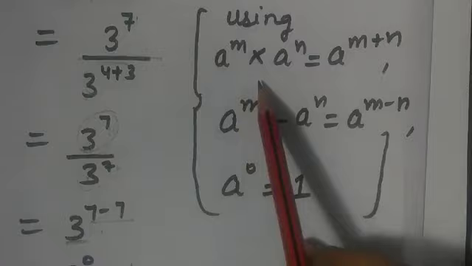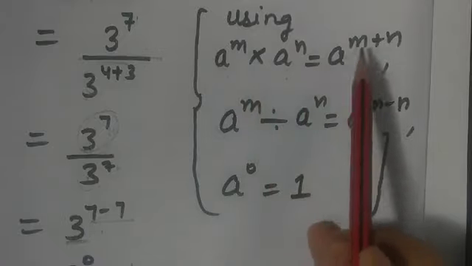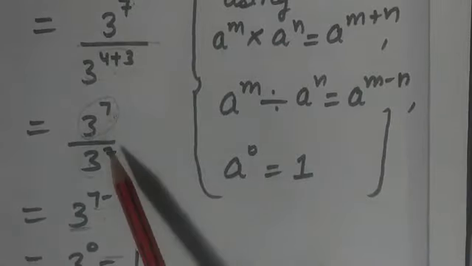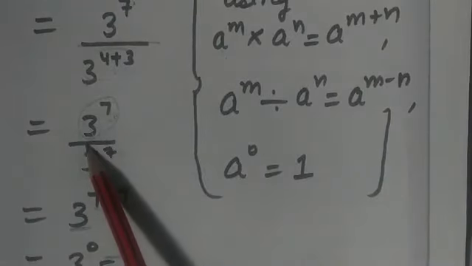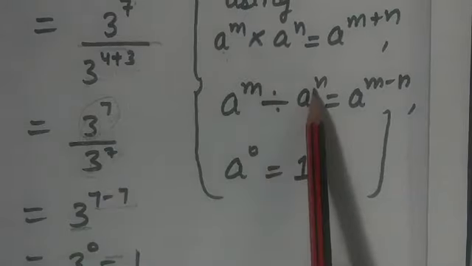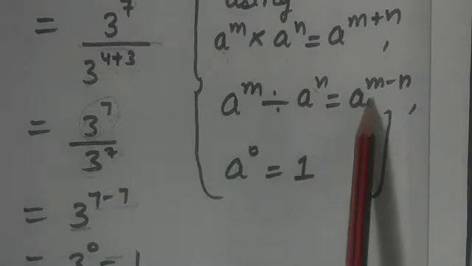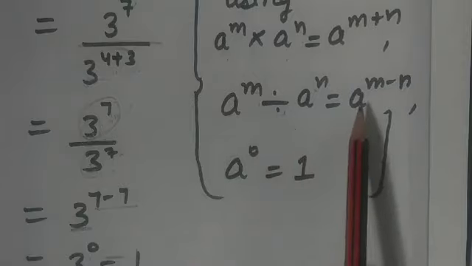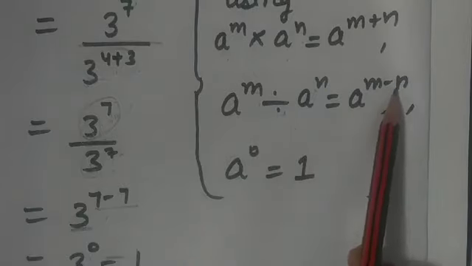a raised to the power m into a raised to the power n is equal to a raised to the power m plus n. Second, I have applied: whenever we have the same base and division of two exponential numbers, then the powers get subtracted. So a raised to the power m divided by a raised to the power n is equal to a raised to the power m minus n.